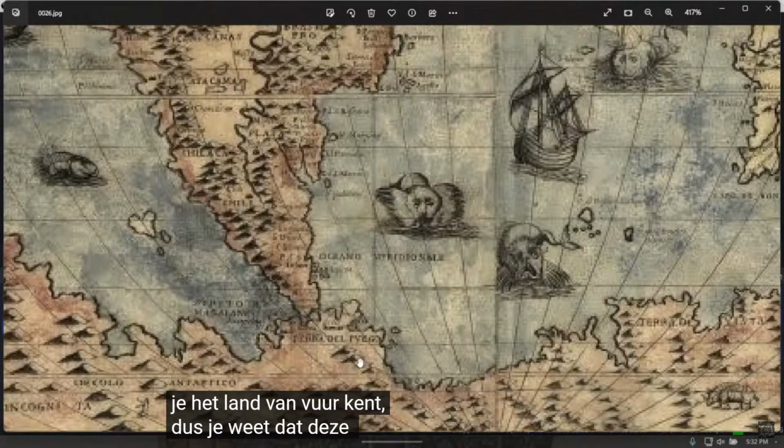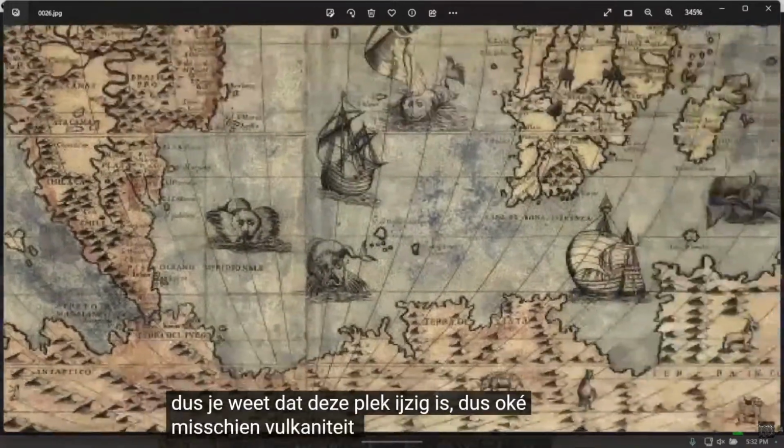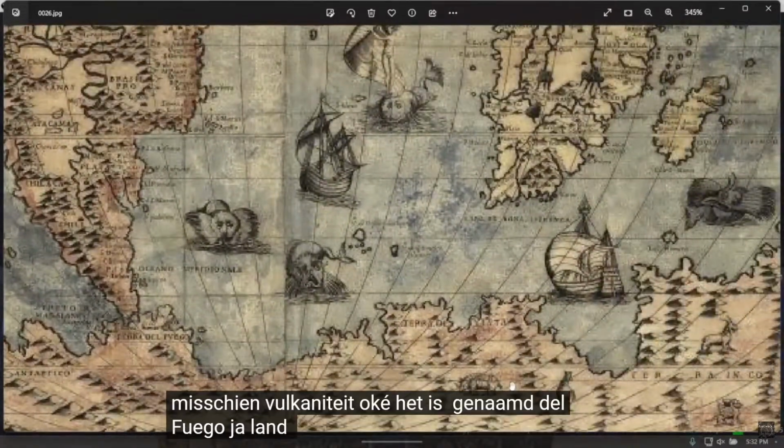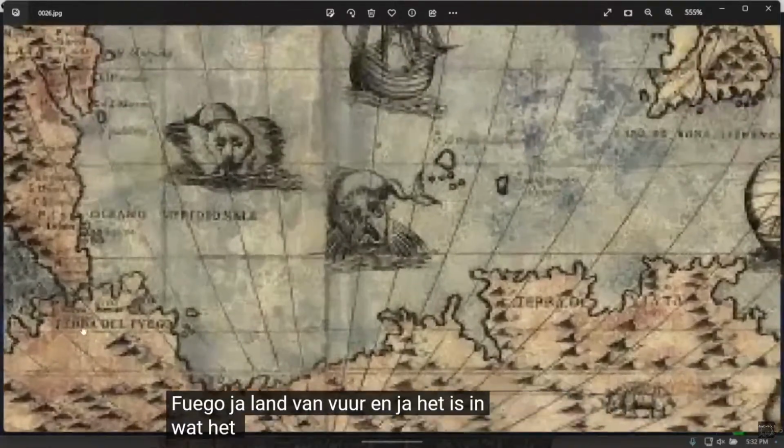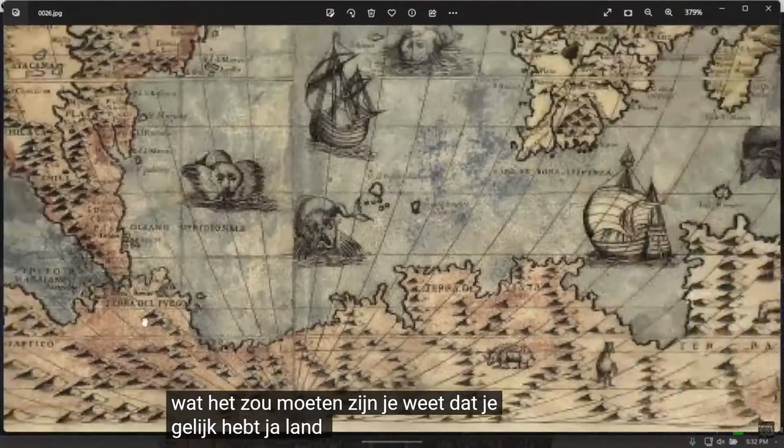So, this place is icy. Okay, maybe volcanicity. Damn, it's called Del Fuego? Land of fire. And yet it's in what is supposed to be... You're right. Yeah, land of fire.